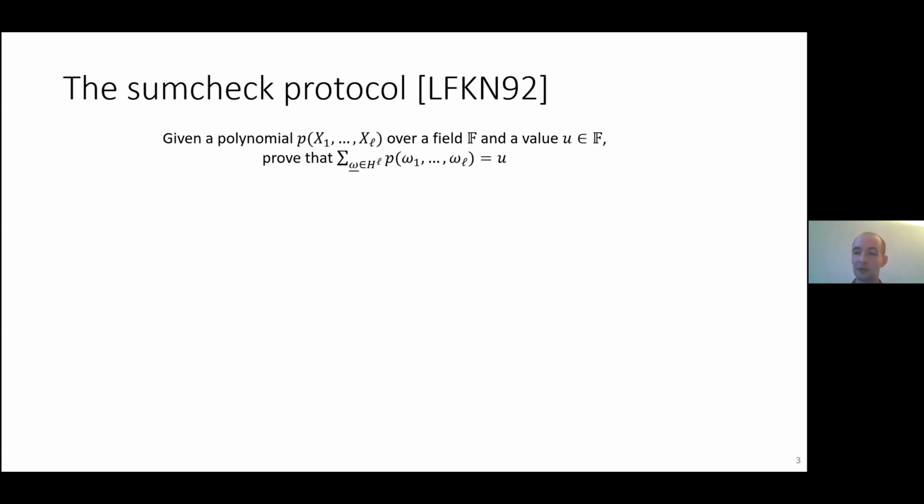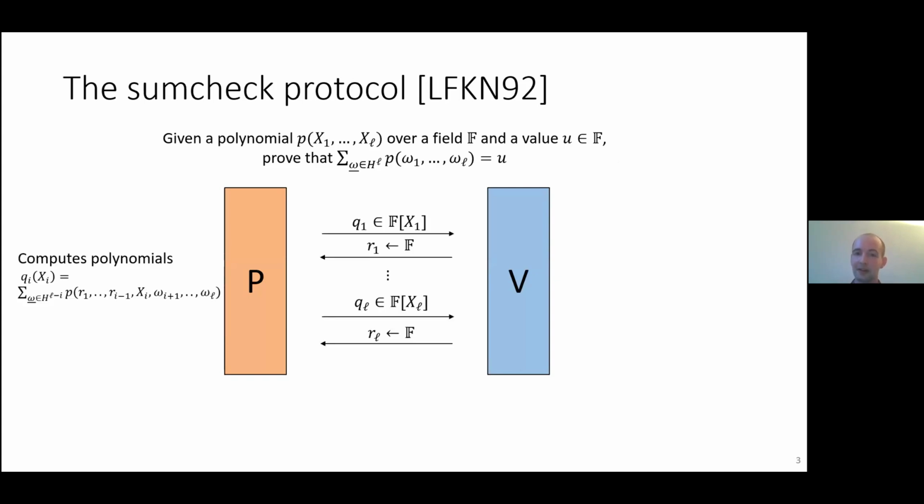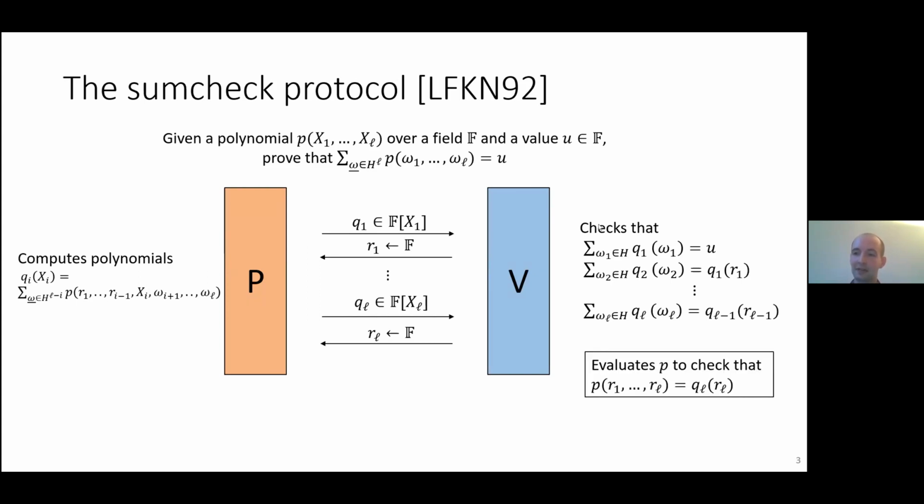In the sum check protocol, we've got this publicly known polynomial and a value in a finite field. The prover wants to convince the verifier that the polynomial evaluations sum up to give the value. How this protocol goes is the prover computes various smaller polynomials, which they send to the verifier, and the verifier responds with uniformly random challenges. Then at the end of the protocol, the verifier performs various checks on the prover's polynomials.